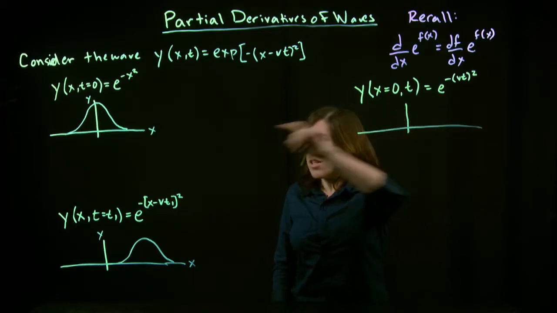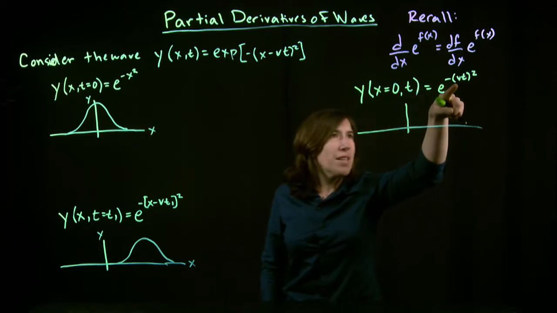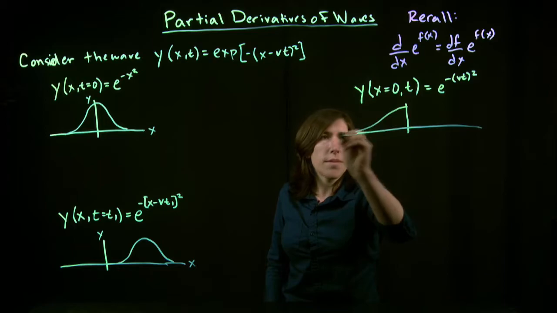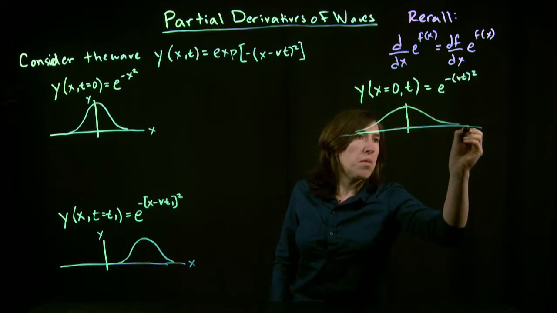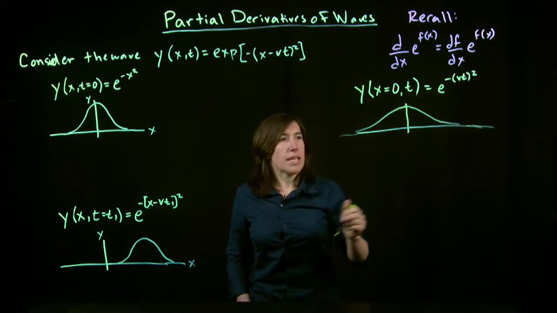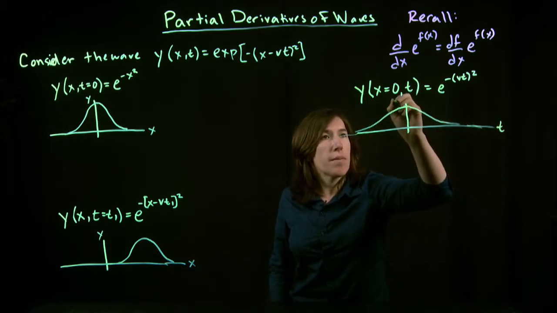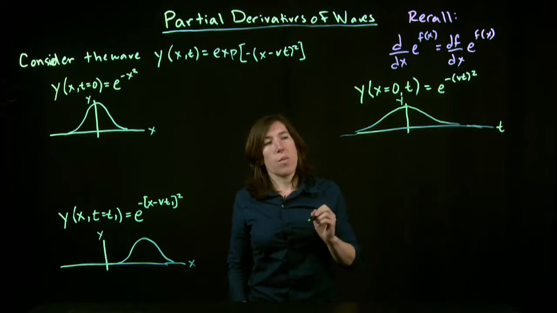And we'll see that it looks pretty similar to this one, but now we have this factor of the velocity. And so that's going to cause it maybe to be a little more spread out, depending on what the velocity is. And now this is a plot of time versus the height y.